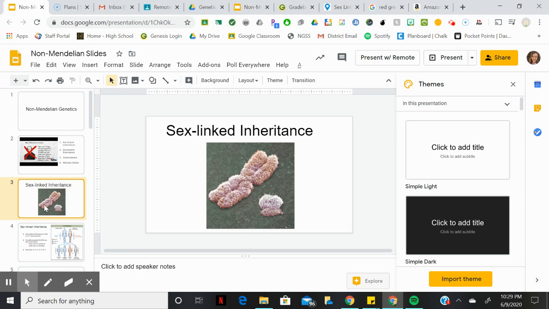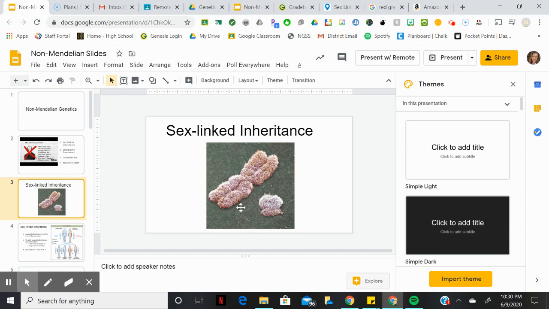Sex-linked inheritance has to do with the X and Y chromosomes, the sex chromosomes. If you remember back to our cell division unit, we learned about all the different types of chromosomes in a cell. Humans have 22 pairs of regular chromosomes. They're called autosomes. And then one pair of sex chromosomes. The sex chromosomes determine your sex. If you have two X chromosomes, you are a female. If you have an X and a Y, you are a male.